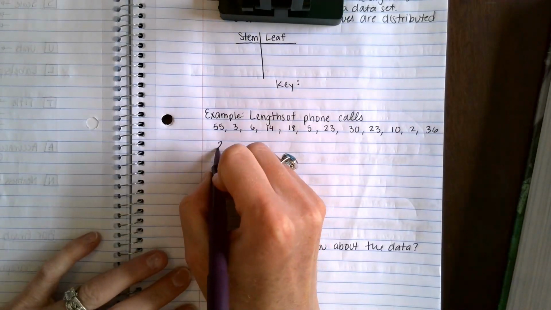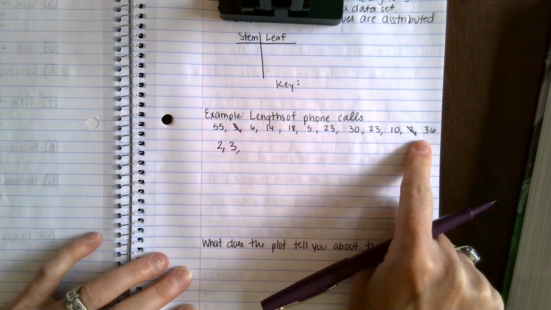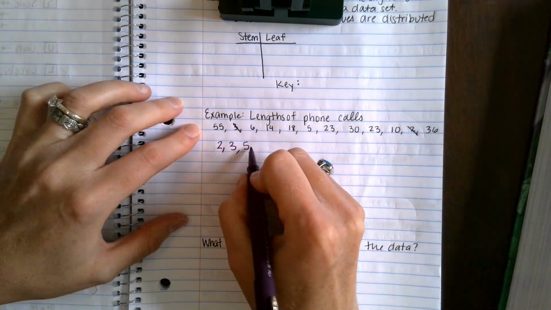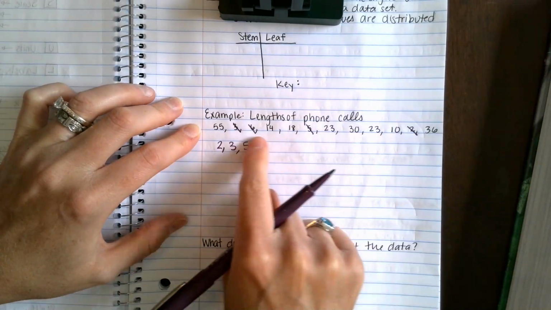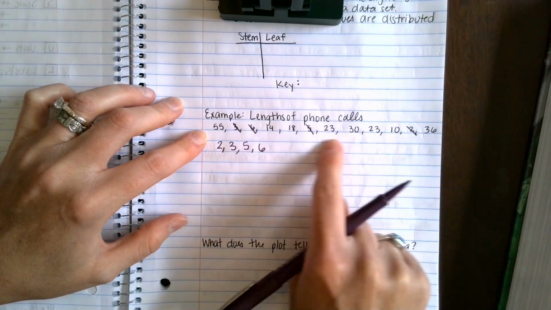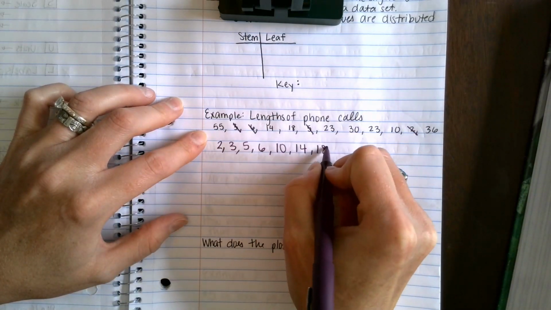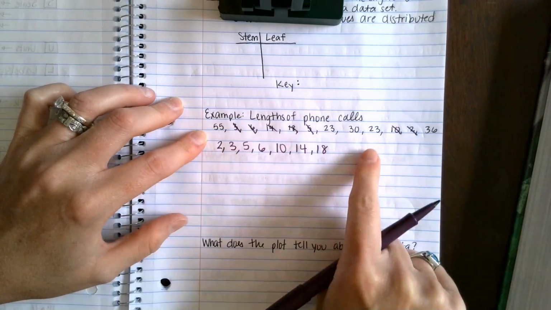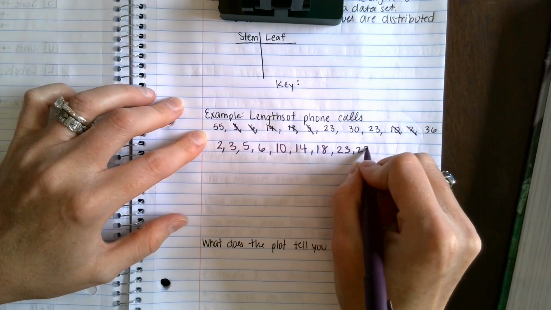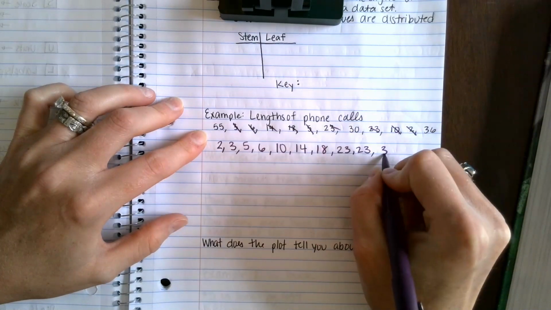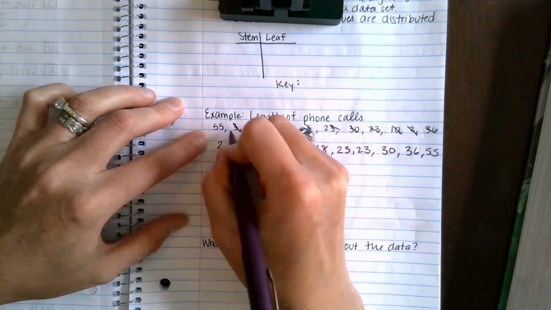I'm going to put 2, 3, and cross it off as I go to keep track. 5, 6, any other one digits? No. Now looking for my tens. So I have 10, 14, and 18. Then I have 23, 23, 30, 36, and 55. Now I'm going to count just to make sure that I have all of them.